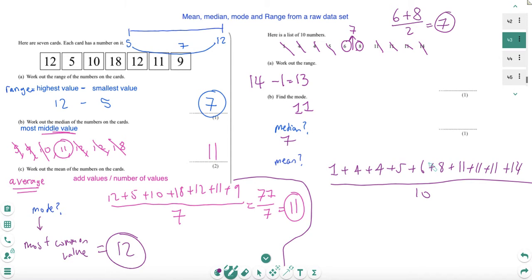Let me add them up again. 1 plus 4 plus 4 plus 5 plus 6 plus 8 plus 11 plus 11 plus 11 plus 14. I was correct. All right, it's 75. 75 divided by 10 is 7.5, and that is our mean. So those are the 4 basic stats you must know, and that's how you find it from raw data.